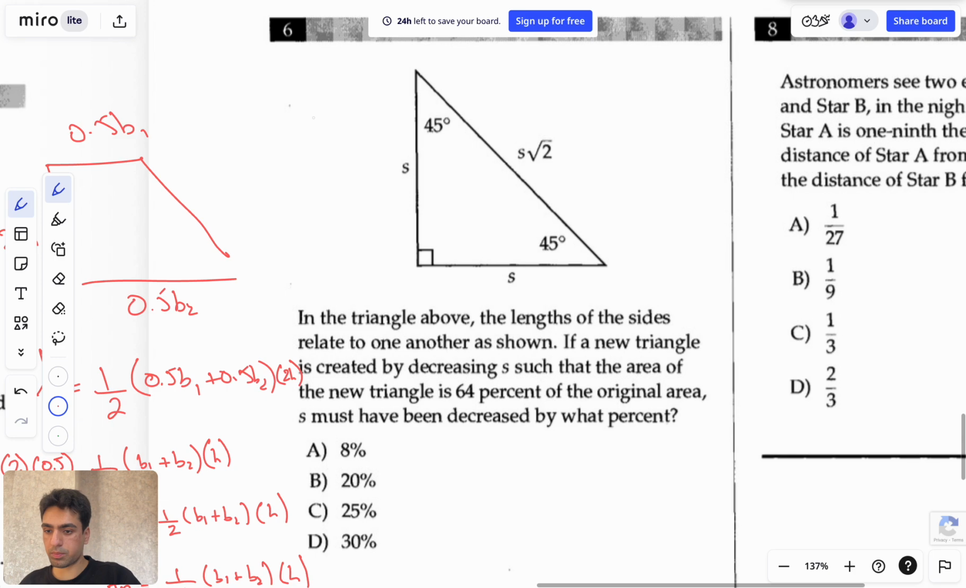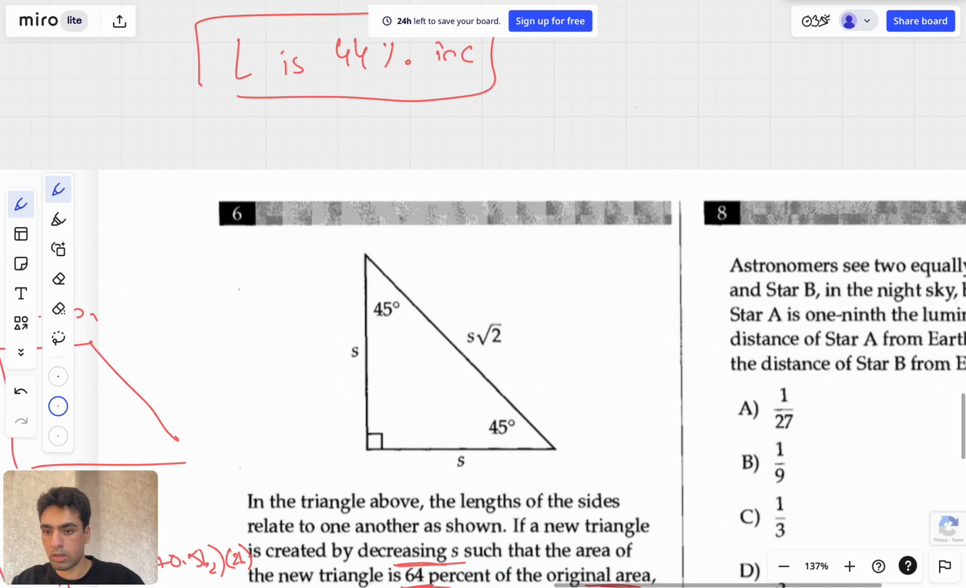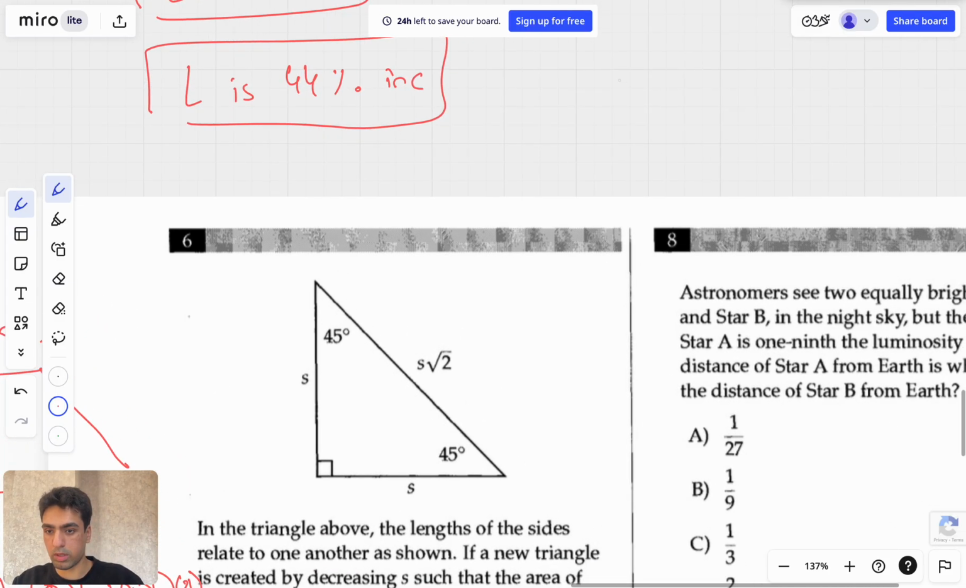Question 6. We have a triangle. The lengths of the sides relate to one another if a new triangle is created by decreasing s such that the area of the new one is 64% of the original. So that means we have another triangle, a smaller one. It's 64% of the original. So the area of the new one is 64% of the original.